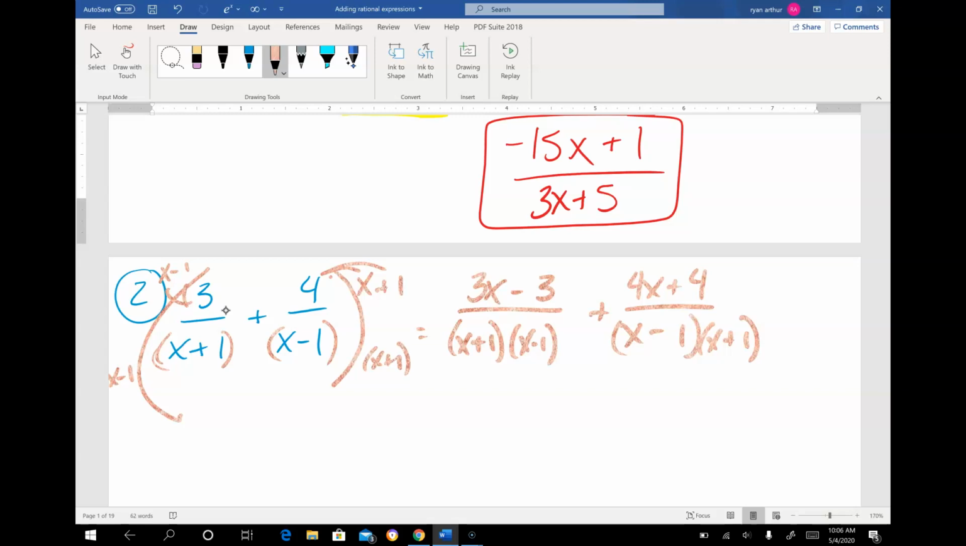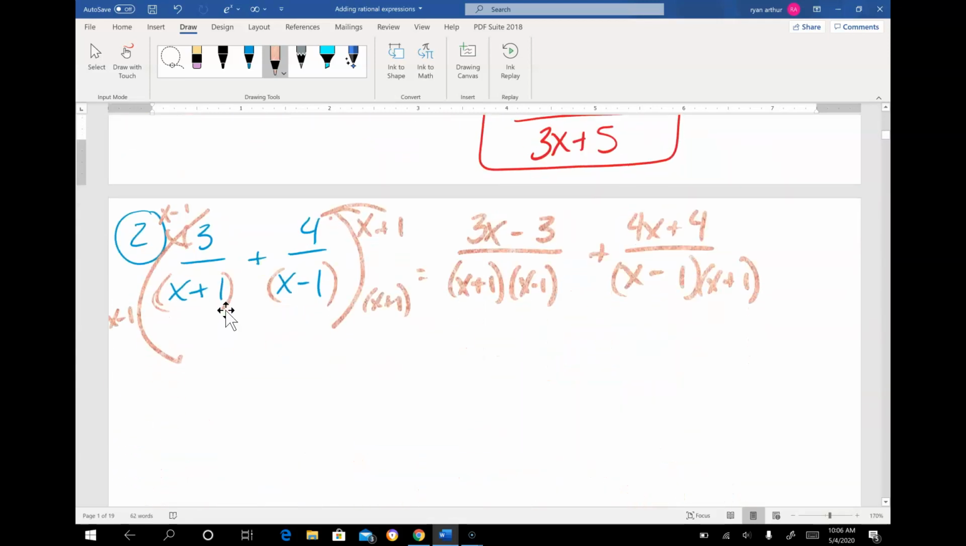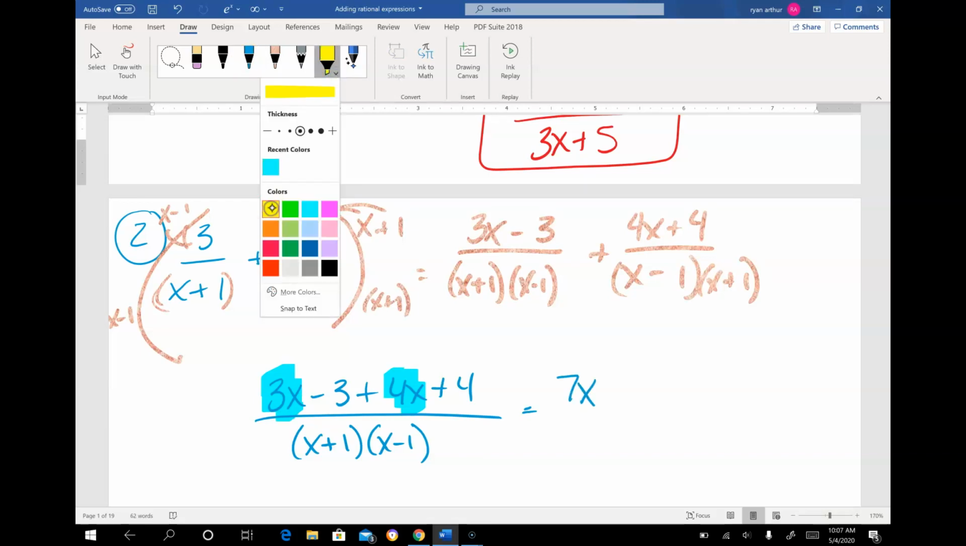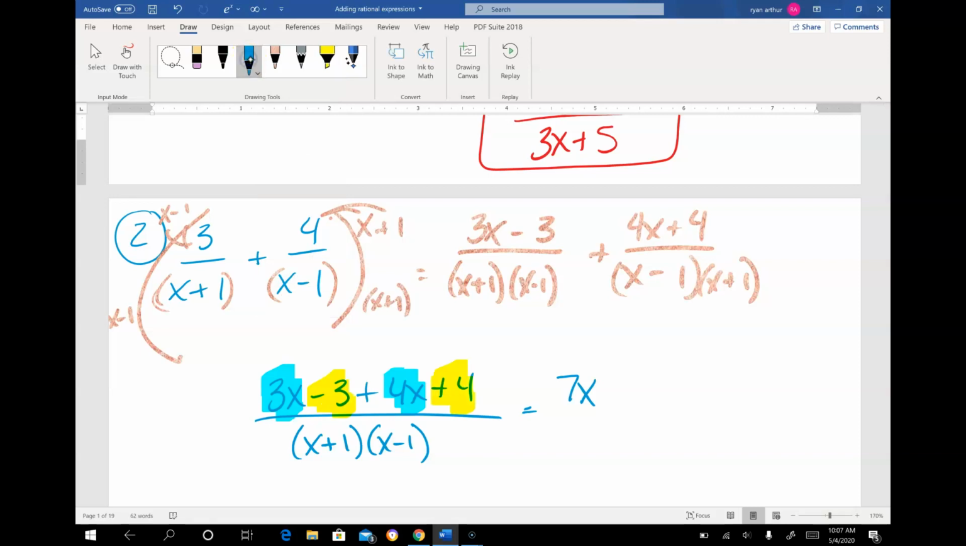Now they have a common denominator, like up here. We can smush that top. So I'm going to say 3x minus 3 plus 4x plus 4 all over their common denominator of x plus 1, x minus 1. Clean it up. 3x and 4x is 7x. Negative 3 and positive 4 is going to be plus 1 all over their common denominator of x plus 1, x minus 1. Now, sometimes they multiply out the denominator back to standard form.